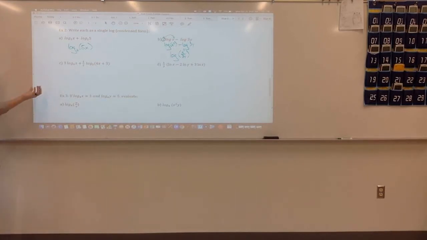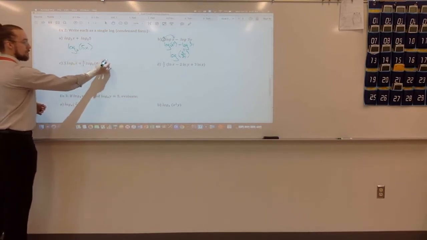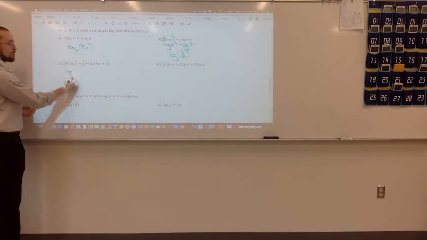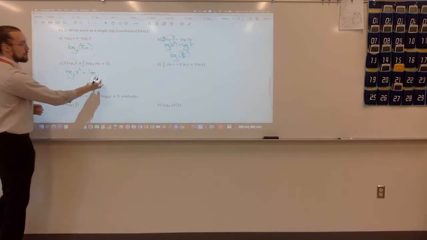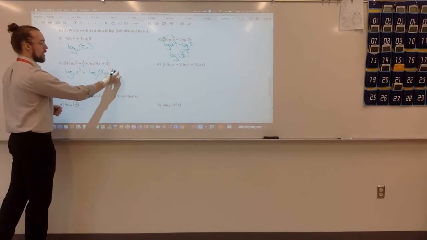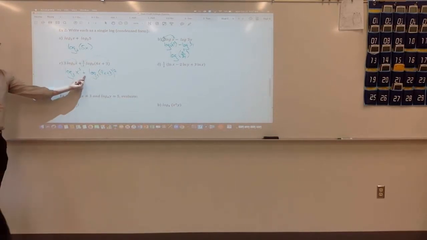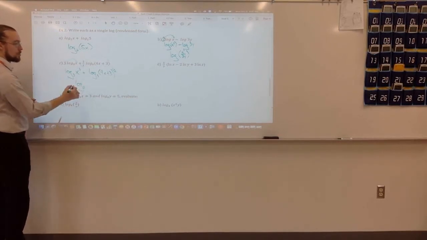Okay, so first thing we need to deal with is our coefficients becoming exponents. So this 3 will come up here, this 1/2 will come up as an exponent here. So my first step, I can write this as log base 3 of x cubed plus log base 3 of 4x plus 3 to the 1/2 power. Now if I'm adding, I can combine these into a single log by multiplying what's on the inside.